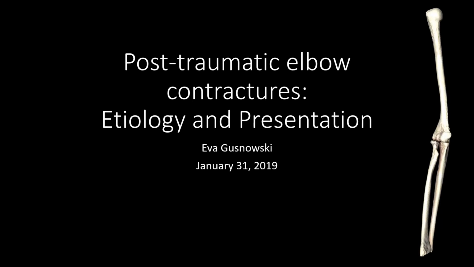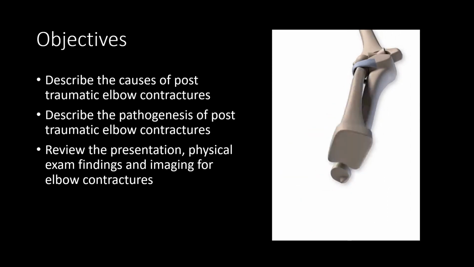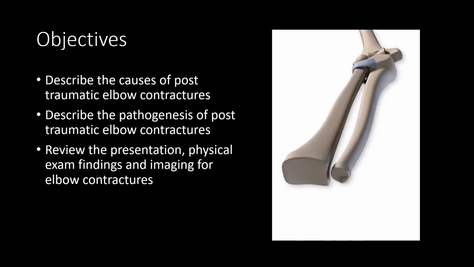In this podcast, we will review the etiology and presentation of post-traumatic elbow contractures. Our objectives will be to cover the causes and pathogenesis of post-traumatic elbow contractures. This will be followed by a brief review of the presentation, physical exam findings, and imaging.